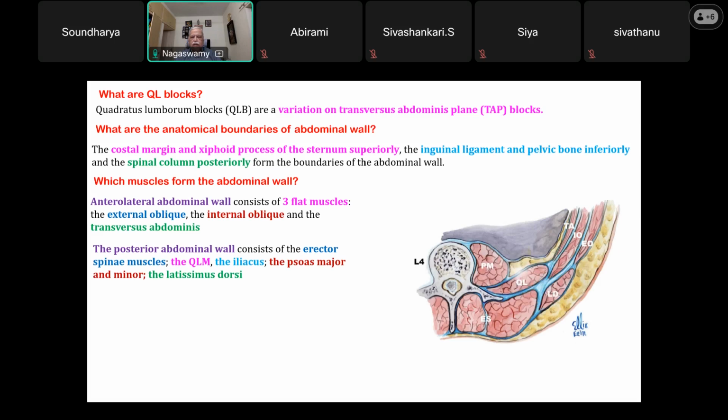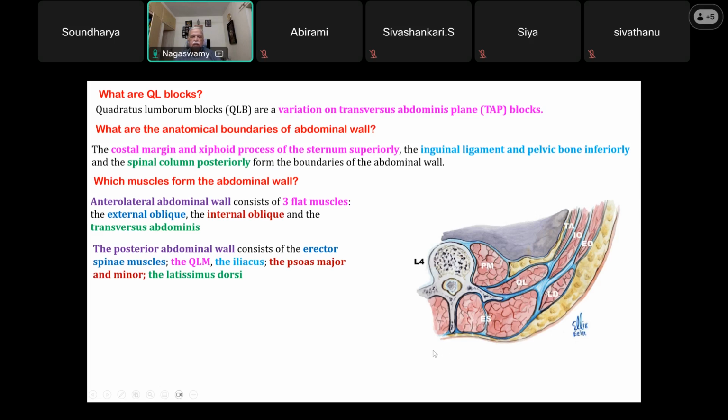Anteriorly, you have three muscles. This one picture will give you a beautiful idea about what all the muscles are. In the anterior aspect, you have the three muscles: external oblique, internal oblique, and transversus abdominis. And posteriorly, these three muscles: erector spinae, quadratus lumborum, and the psoas major. These are the three muscles which form the shamrock, and this is the transverse process of L4. So this acts like the stem, and these are the three, let's say, portions of the leaf.